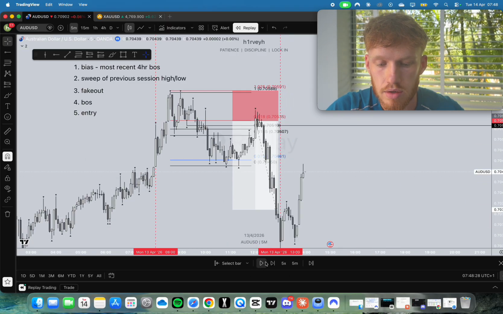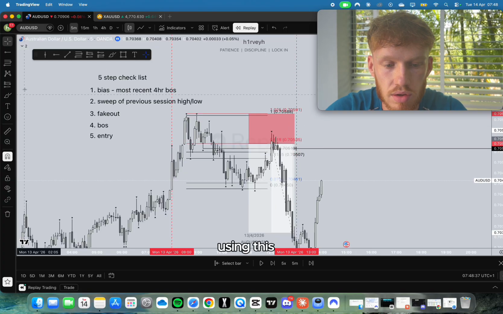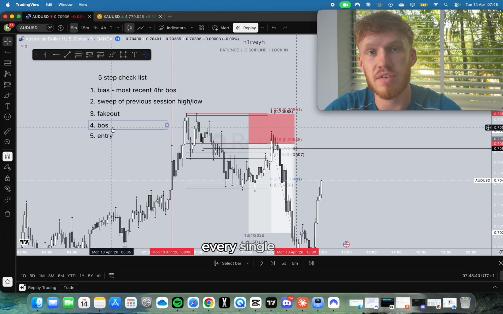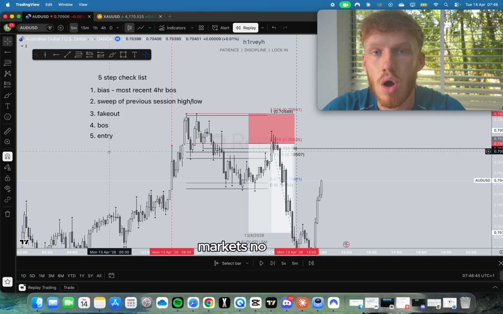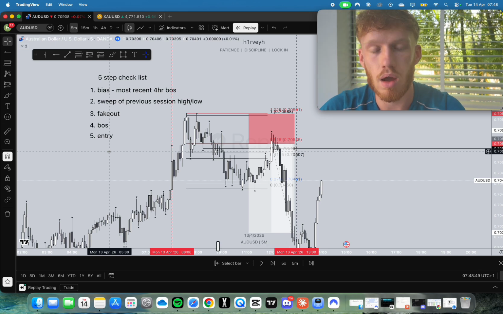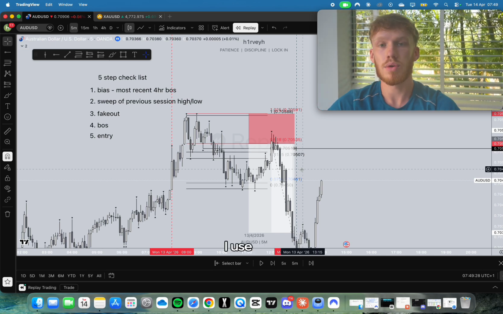So right now, I would set and forget, and I'll just play price out, and we go ahead and smash take profit. That was the 3R trade that I caught using this 5-step checklist that I use every single day to execute the markets. No guessworks, no confusion. I follow that step-by-step checklist day in, day out. That's the 5-step checklist that I use day in, day out.